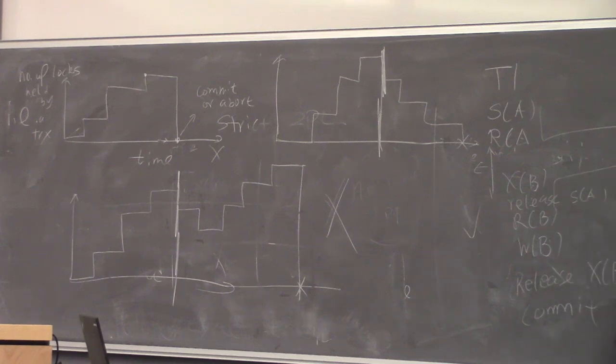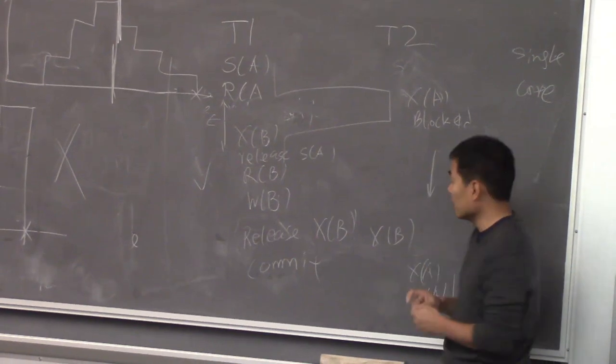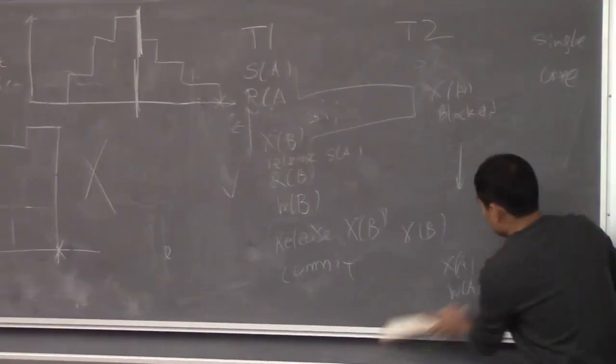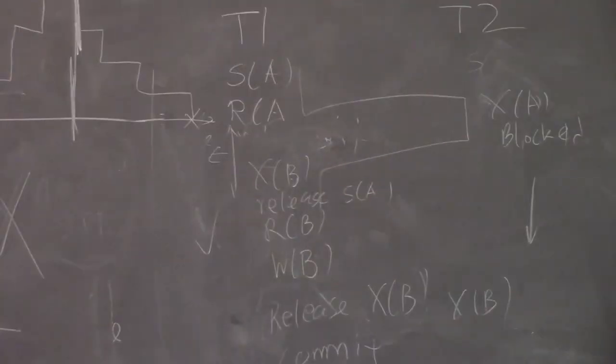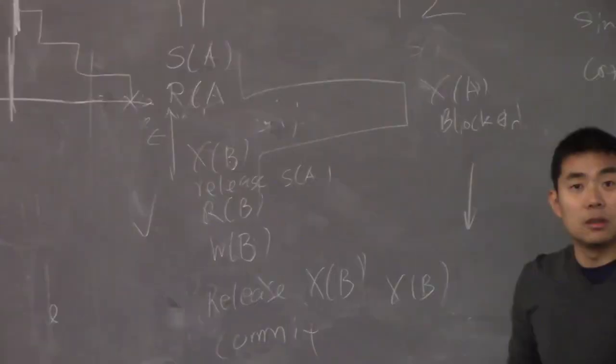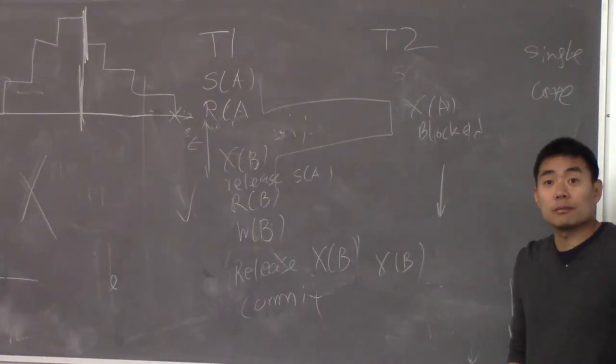But in practice, there's a huge performance difference between strict two-phase locking and non-strict two-phase locking because of this. As you can tell, this will be locked, but now we'll be able to proceed from here. Versus the strict two-phase locking version, you can only proceed from here. There is a huge difference in terms of the latency for T2. Are you following?